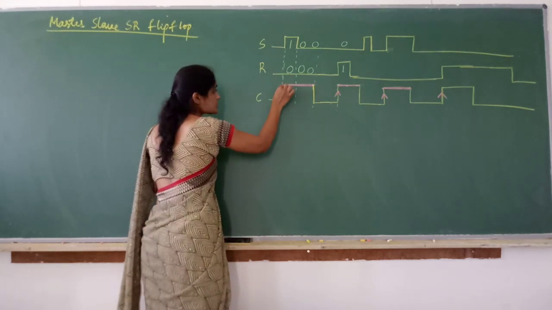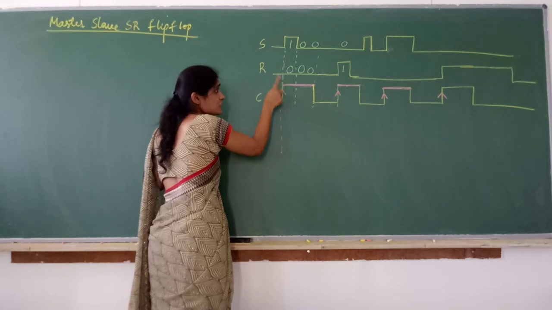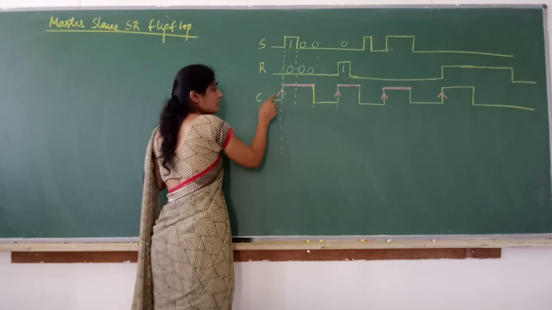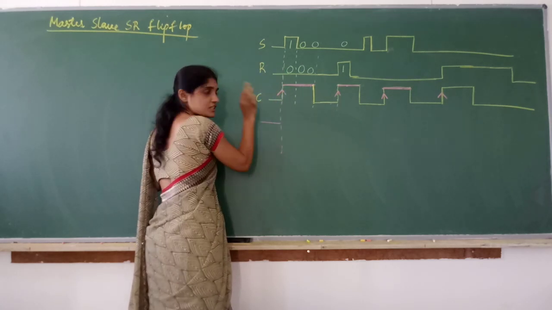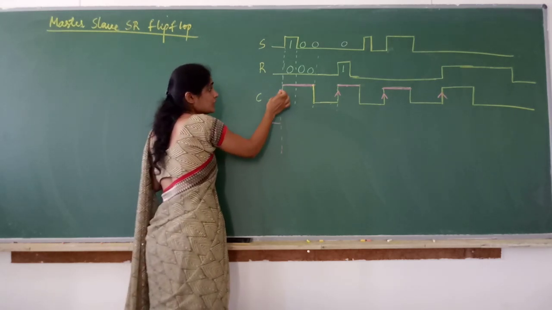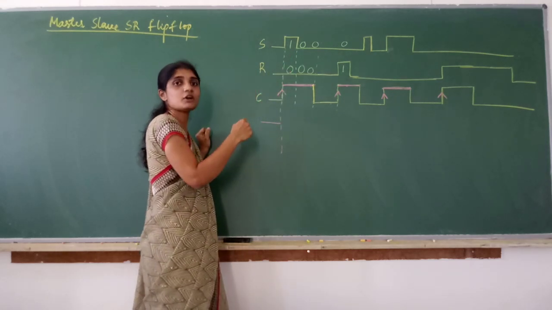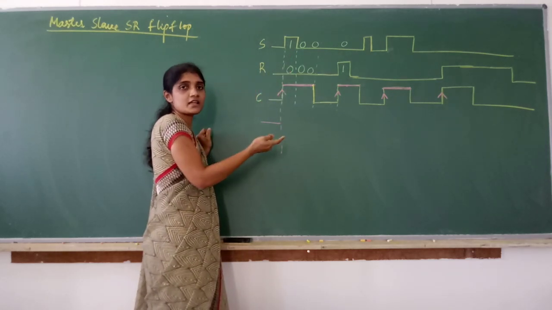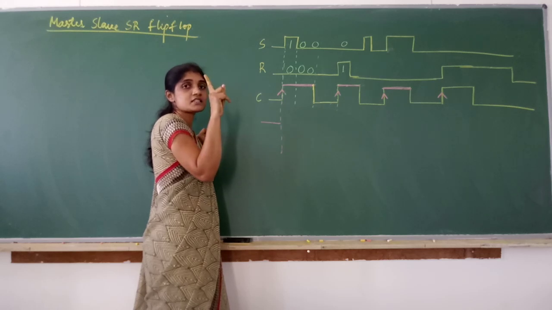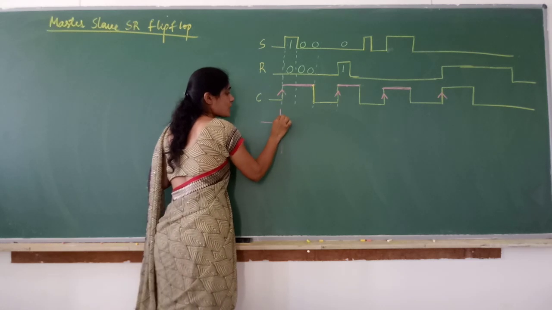So at this positive edge, what is S? 1. You only have to see the input at this edge. When clock is 0, output is the same as the previous state. I will assume the previous state as 0, so now also it is 0. Now at this edge, what is S? 1. What is R? 0. 1, 0, what is the next state? From the SR flip-flop function table, 1, 0 gives 1. So output is 1.